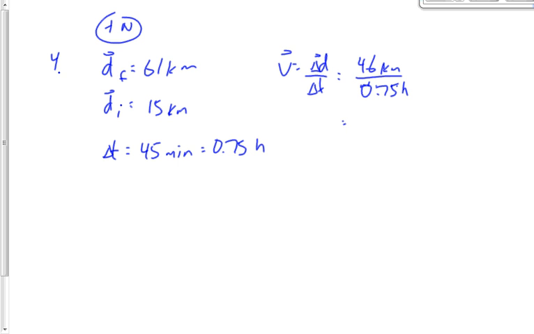And when I did that, I ended up getting 61.3 kilometers per hour. Okay, that's correct. So whatever answer we would have gotten in kilometers per minute would also be correct. Now, some of you did meters per second. Okay, let's look at that one.